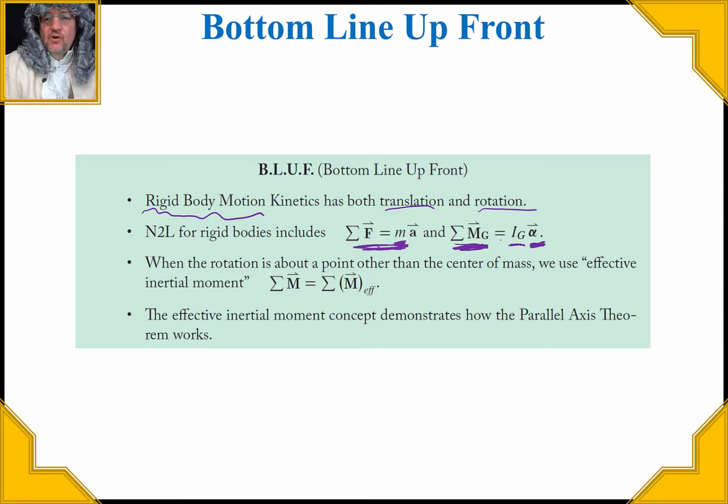For a more generalized equation, we want to say that the sum of the moments equals the sum of the effective inertial moments, right? We'll define what that is and describe it. And when we do that, we'll actually demonstrate the parallel axis theorem and how it works. We can see that when we use kinetics later for work and energy and for impulse and momentum, that happens in each of these.